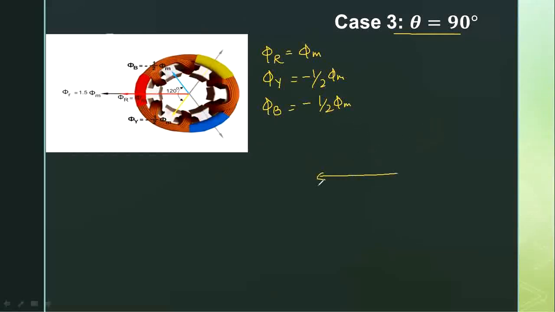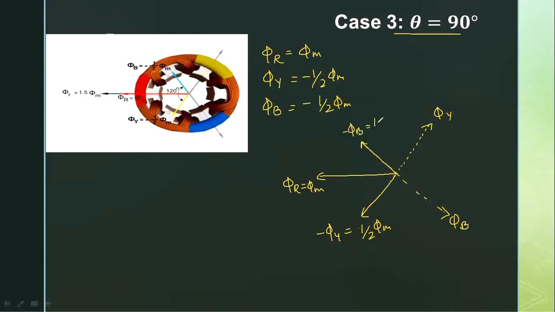So this will be my phi r, which has a value of phi m. Next, to draw phi y, this is my phi y, this is phi b. In order to get minus of phi y, we have to extend this in the opposite direction, and this is half of phi m. Similarly, in order to get minus phi b, I have to extend this in the opposite direction. So this is minus phi b, which has a value of half of phi m. And the resultant of this will be phi t, which equals 1.5 times phi m, right?